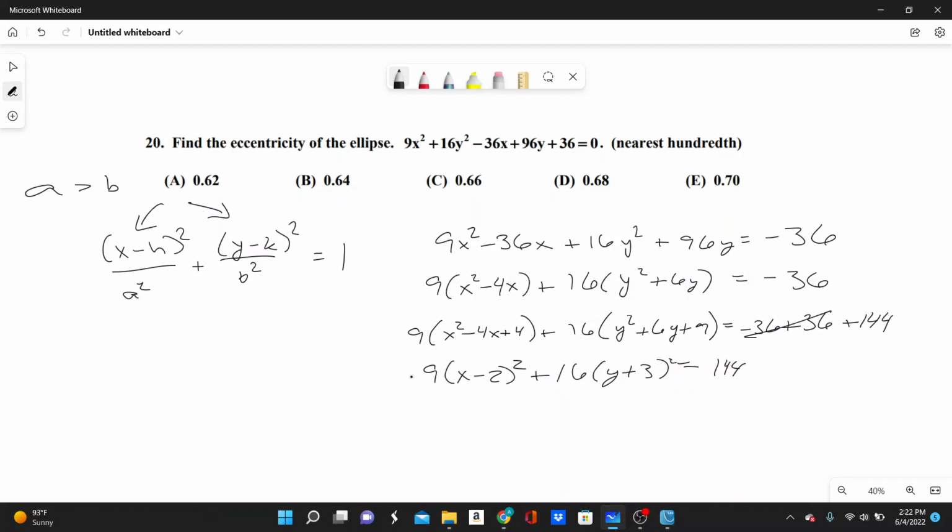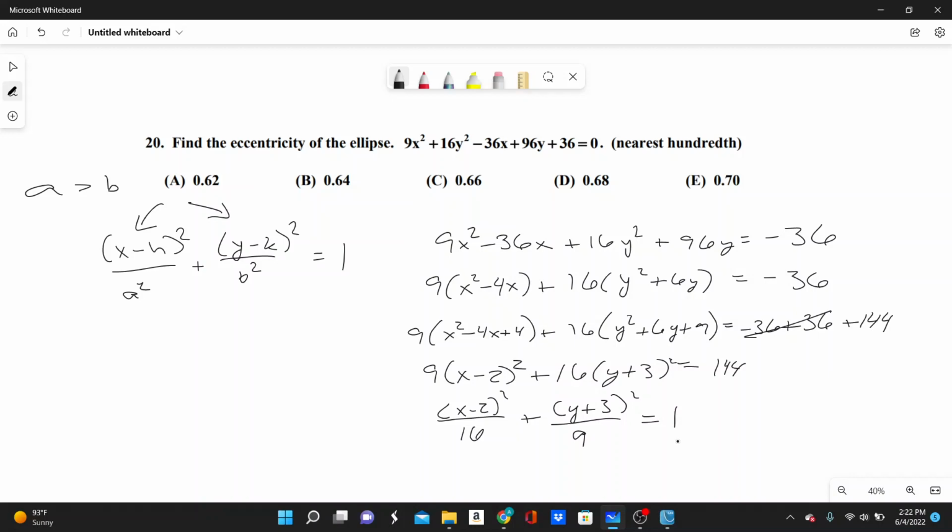So 9 times (x minus 2) squared divided by 144 would just be (x minus 2) squared over 16. And then over here, 16 times (y plus 3) squared divided by 144 will be (y plus 3) squared divided by 9, and that equals 1.